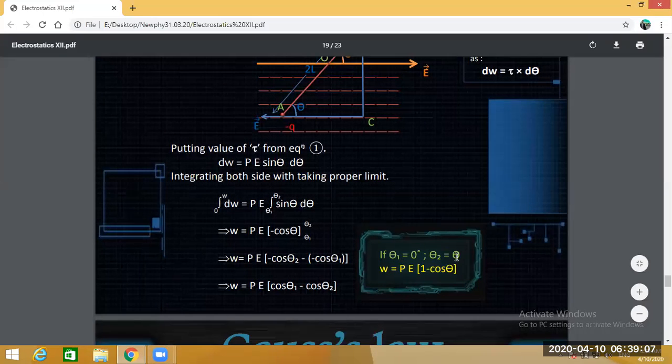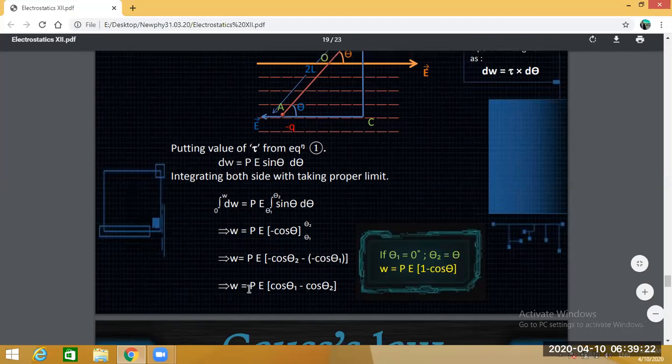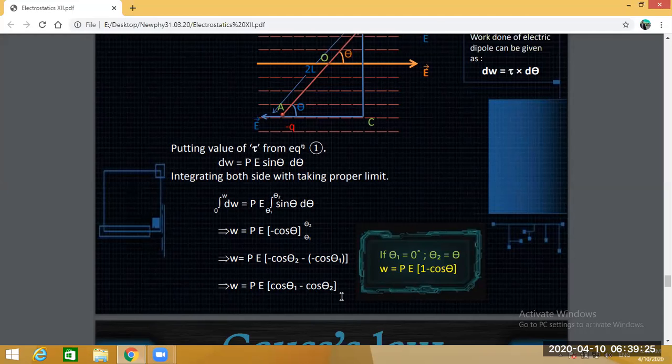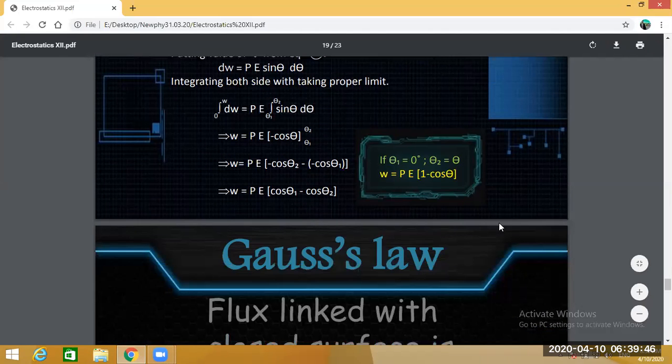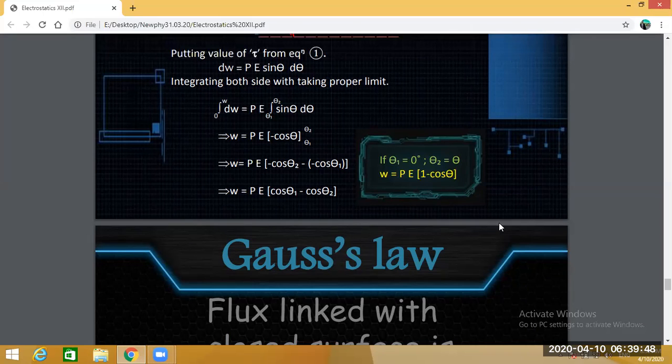Because theta 1 is 90 degrees and theta 2 equals theta, we will have W equal to PE times cos 90 minus cos theta. Cos 90 becomes 0, so we get minus PE cos theta. Minus PE cos theta can be expressed as the negative of the dot product of the dipole moment and the electric field, that is, minus P dot E. And this amount of work done is stored as electrical energy in the dipole. So these were the two expressions associated with the electric dipole when placed in a uniform electric field.